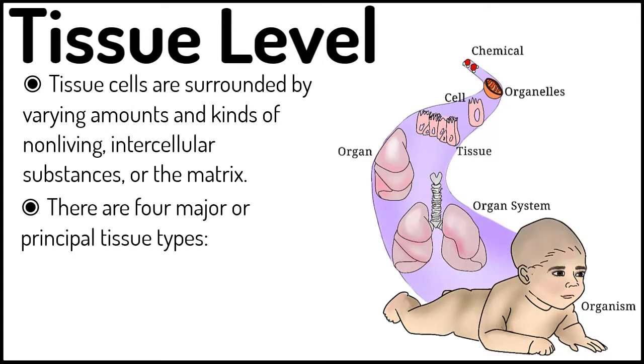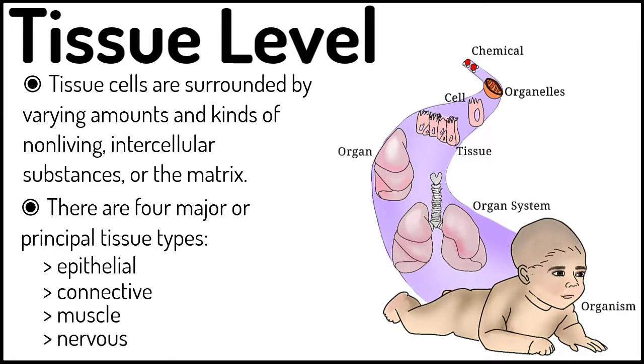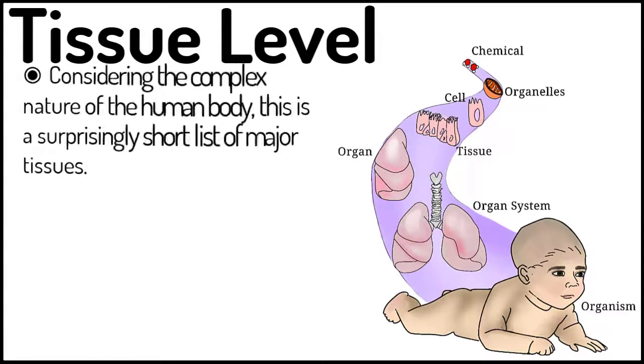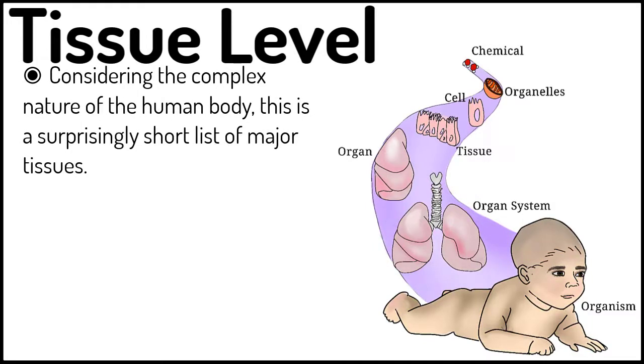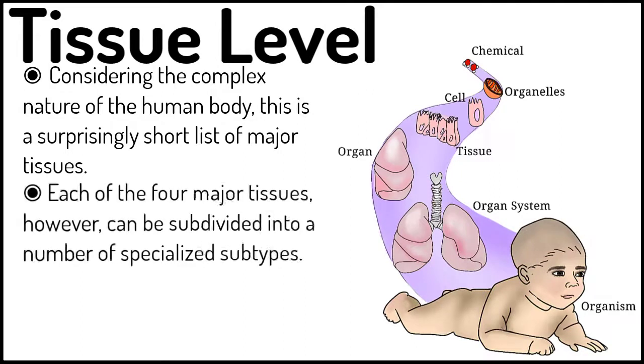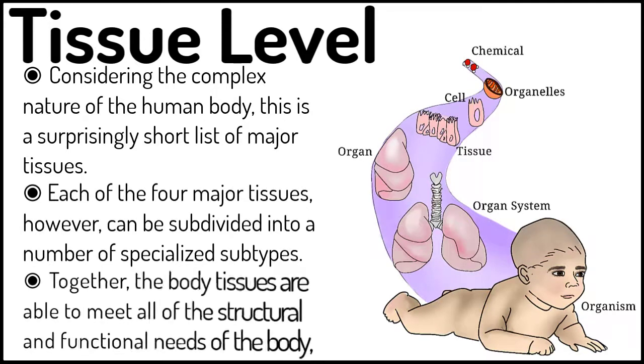There are four major or principal tissue types. Number 1, epithelia. Number 2, connective. Number 3, muscles. And number 4, nervous. Considering the complex nature of the human body, this is a surprisingly short list of major tissues. Each of the four major tissues, however, can be subdivided into a number of specialized subtypes. Together, the body tissues are able to meet all of the structural and functional needs of the body.